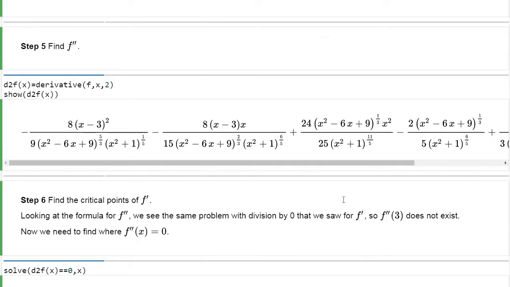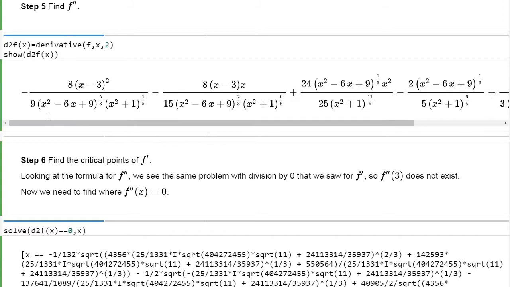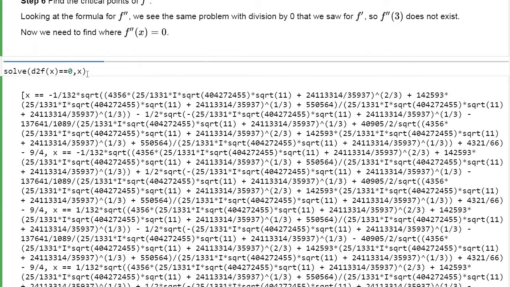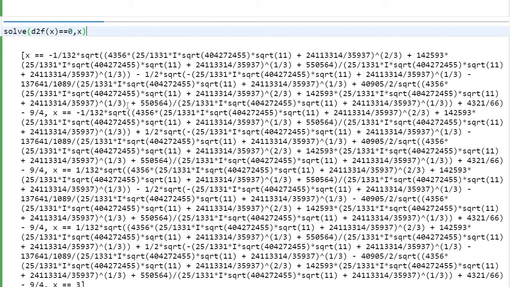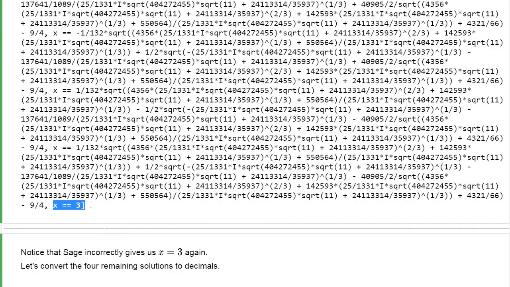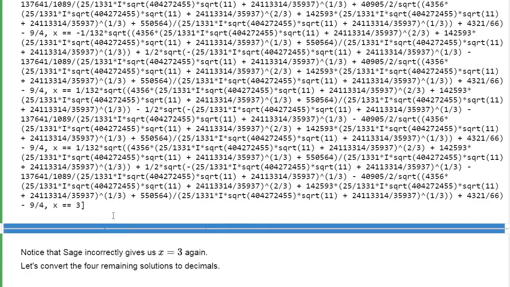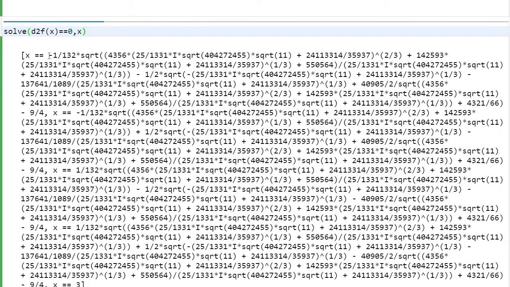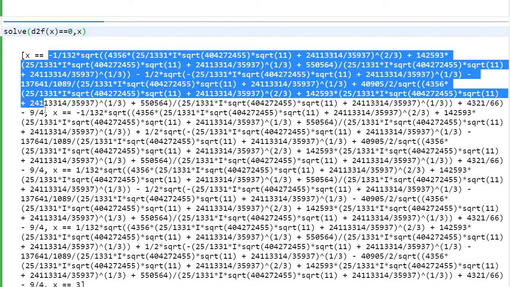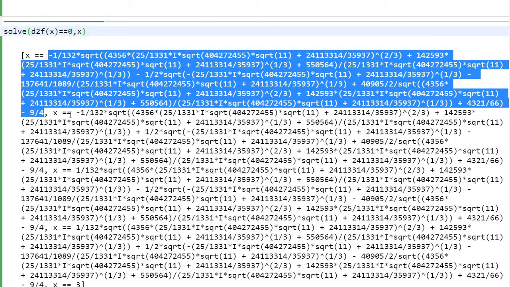All right, here's the second derivative. We have the same domain issue going on. So f double prime of 3 does not exist. I asked Sage where f double prime is equal to 0, and I get a huge mess. Notice the mistake again, x equals 3. Ugh. And there are 4 other solutions. Okay, take my word for it. Here's one. This is the first one, I think. There's one. Notice the comma.